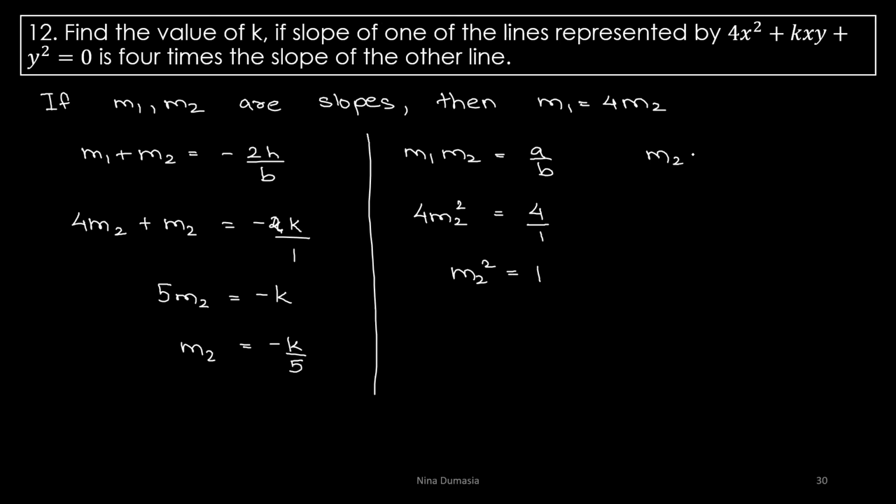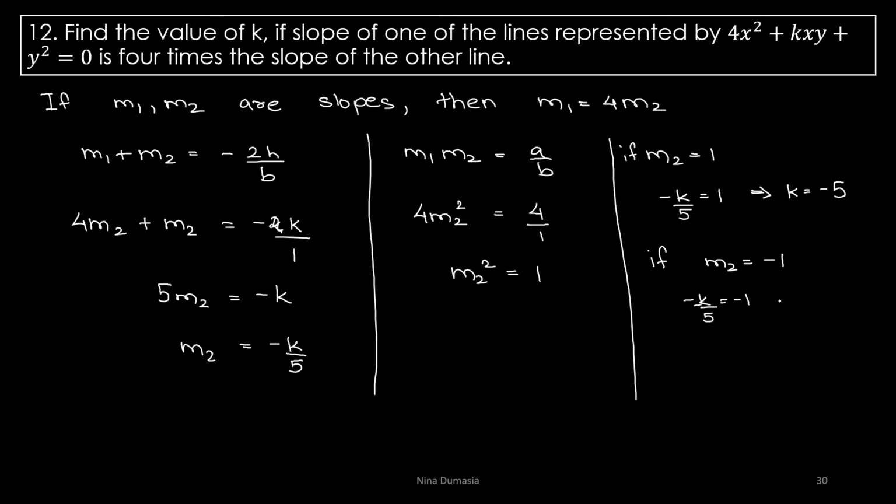So if m2 is equal to 1, then in that case minus k by 5 is equal to 1, and this implies that k is equal to minus 5. Okay, but if m2 is equal to minus 1, then in that case minus k by 5 is equal to minus 1, and therefore this implies that k is equal to 5. Therefore the value for k can be equal to plus or minus 5. Okay, so this is the solution for this question.